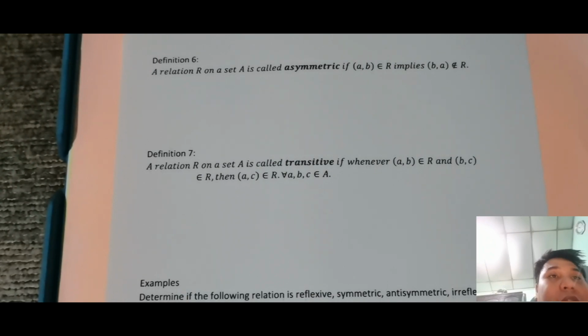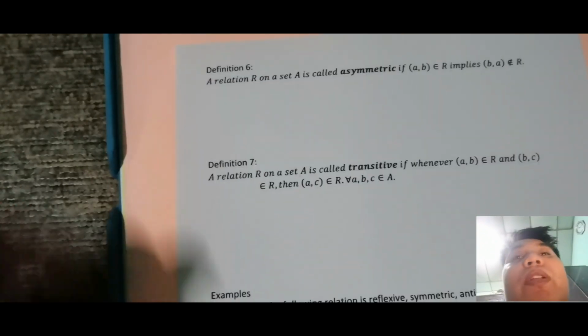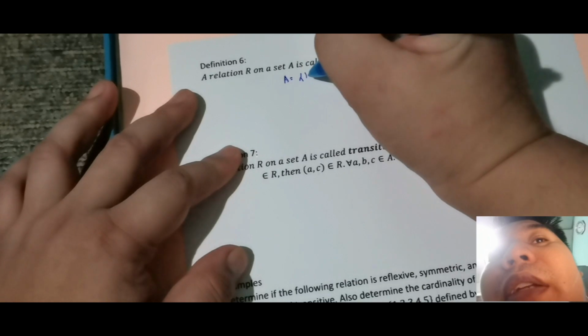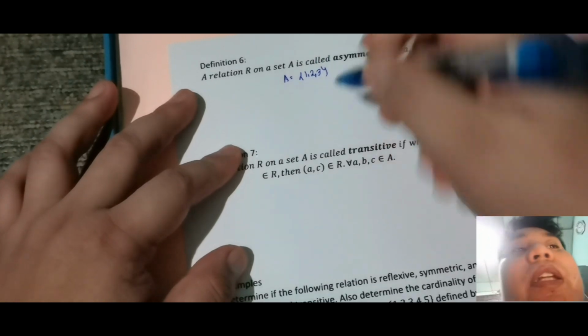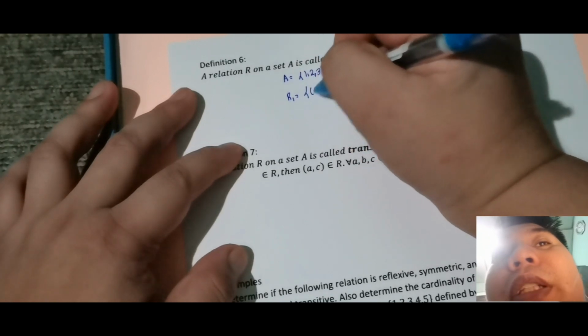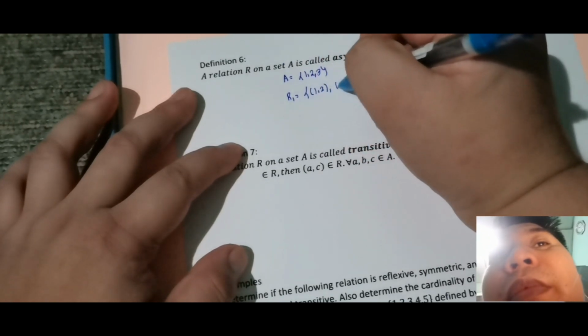Ganun kasimple. Ngayon, dahil sinabi dito, for all din to. So, hindi na makakita ka lang ng isa, okay na lahat. Pag nakita mo si (1, 2), hindi mo nakita si (2, 1), asymmetric yun. Dapat sa lahat ng element ine-execute yun. So, for example, balikan natin si favorite kong example, si A. A is a set containing 1, 2, and 3. Okay, so let's have R1. R1 is the set containing (1, 2), then (2, 2).